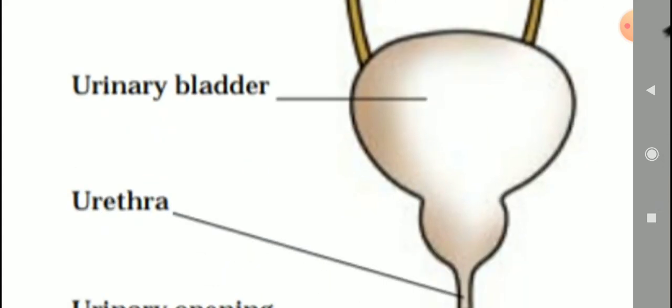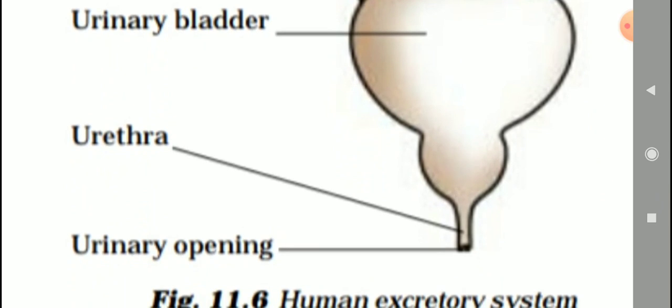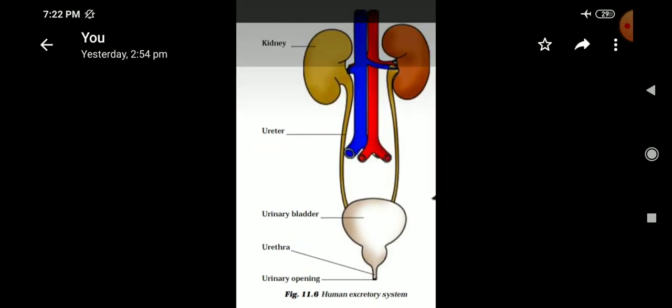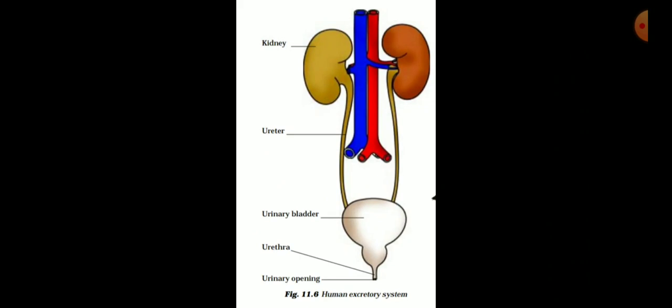Through the ureters. This one is the urethra. What is meant by urethra? The muscular tube at the end of which is the urinary opening is called the urethra. Then through the urethra, the urine is eliminated from the urinary opening. That's all. This is the human excretory system.